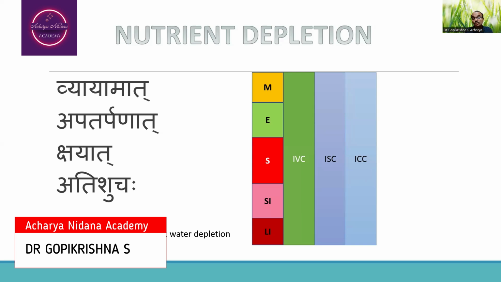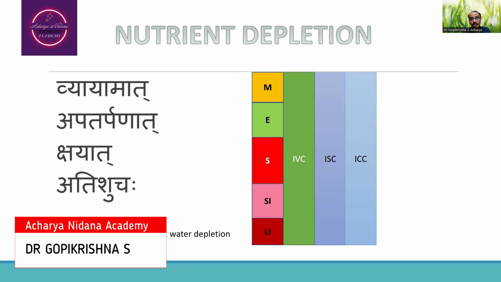And ati shuchaha means excessive purification therapy. That is excessive emesis therapy or excessive purgation therapy or excessive enema therapy, etc. That is categorized under ati shuchaha. When you think about all these 4, they can be connected by one particular thread, that is nutrient depletion.